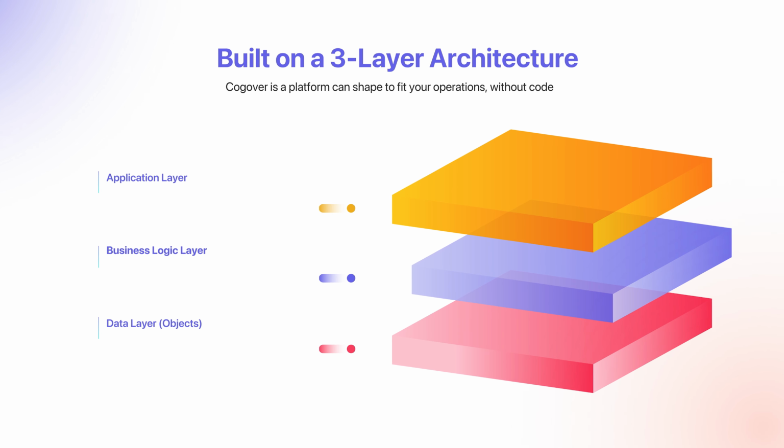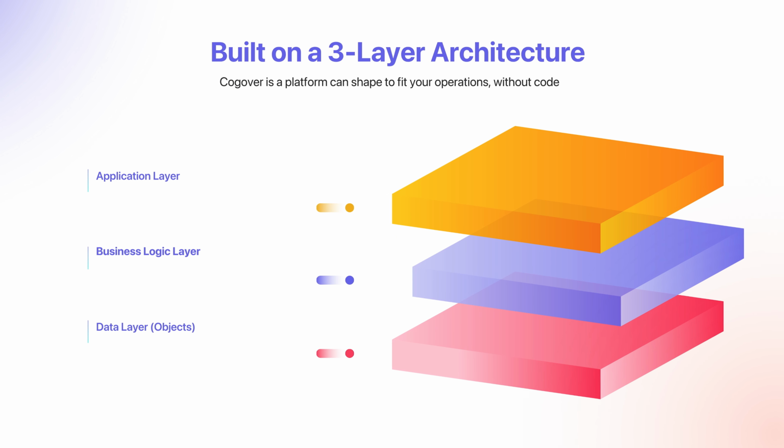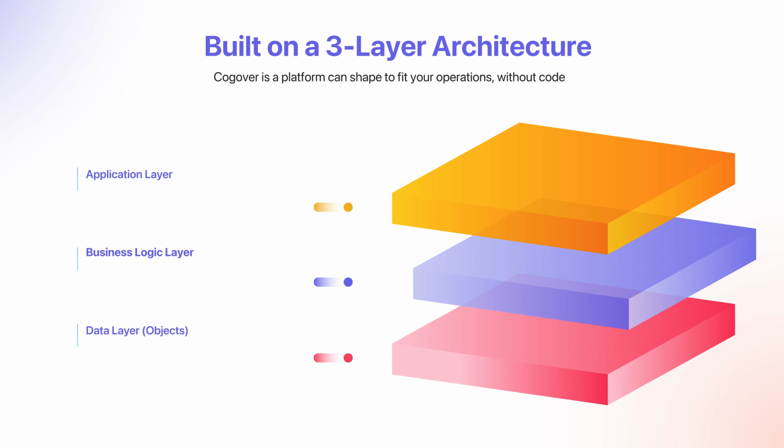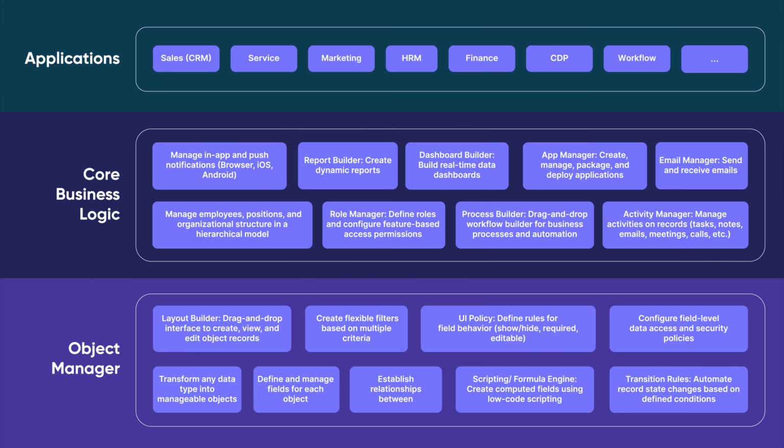Before diving into the demo, I'll briefly introduce the architecture of the Cogover Platform so you can understand how the system is built and why it allows for such flexible customization. Cogover is built on a 3-layer architecture, with each layer built upon the one below.